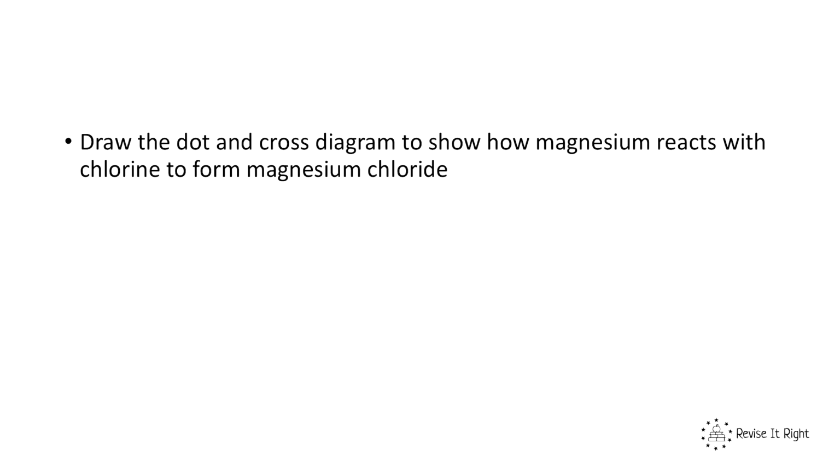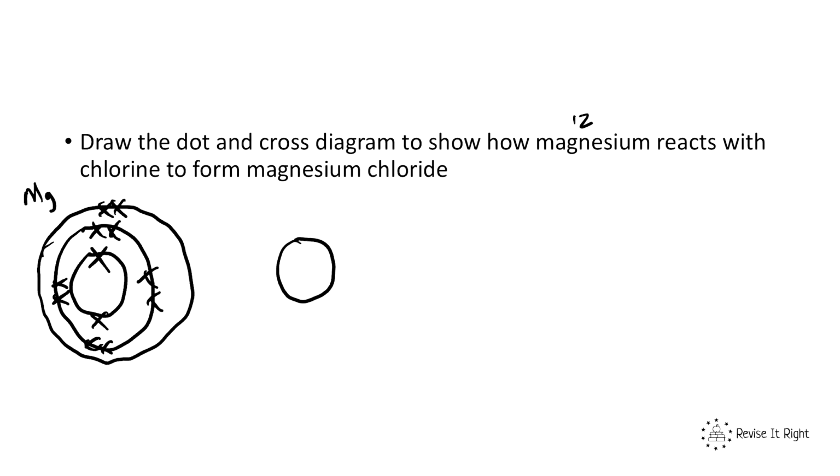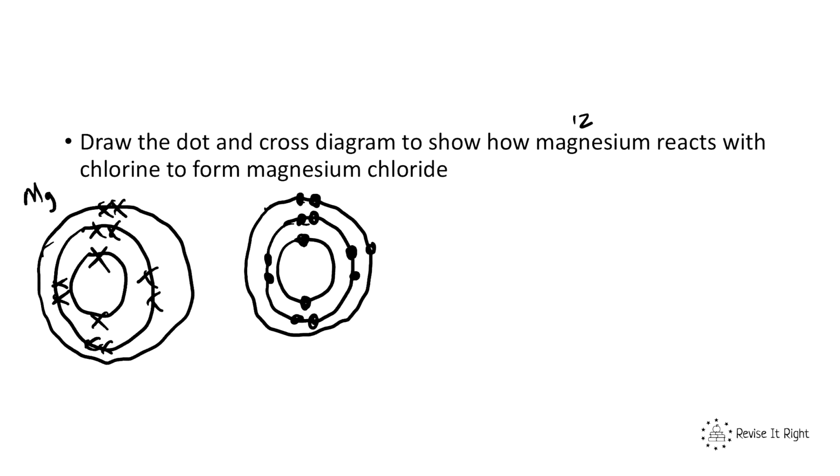So magnesium has 12 electrons, therefore we're going to do 2, and then 1, 2, 3, 4, 5, 6, 7, 8, so that's 10 electrons, and then 2 in the outer shell. Magnesium is in group 2, therefore we know it should have 2 in the outer shell. And chlorine has 17 electrons, so we're going to draw chlorine, but remember this time we're going to represent it as a dot. So 2, 1, 2, 3, 4, 5, 6, 7, 8, and then 7 more, 1, 2, 3, 4, 5, 6 and 7.